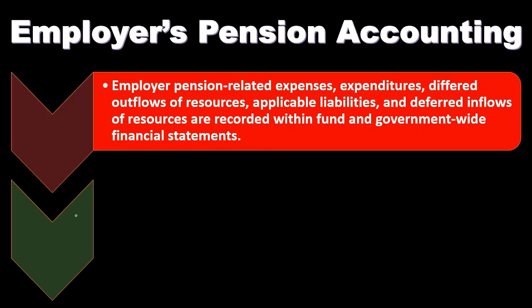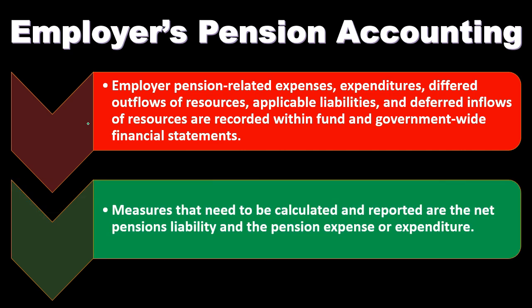Employer's pension accounting. Employer pension related expenses, expenditures, deferred outflows of resources, applicable liabilities, and deferred inflows of resources are recorded within fund and government-wide financial statements. Within the fund and the government-wide financial statements, the measures that need to be calculated and reported are the net pension liability and pension expense or expenditure. Those are the key calculations here.